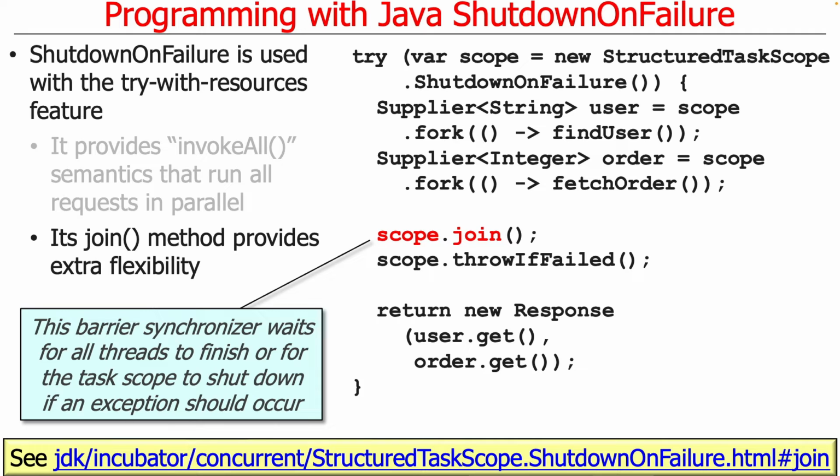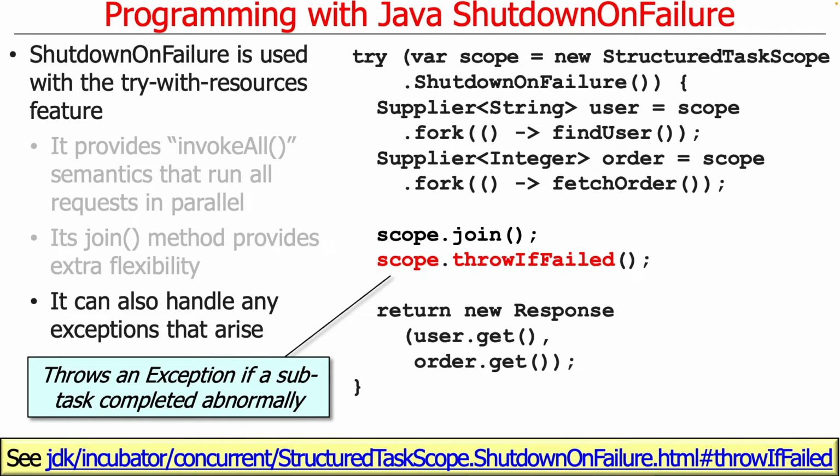There's a join method here that's used as a barrier synchronizer. Remember, a barrier synchronizer is just the thing that waits for a bunch of other concurrently running operations to complete before it can return. And this waits for all the tasks to finish, or if anybody throws an exception, then join will return. And this call here, throw if failed, will then do nothing if there were no exceptions. But if there was an exception, it will throw the exception that failed.